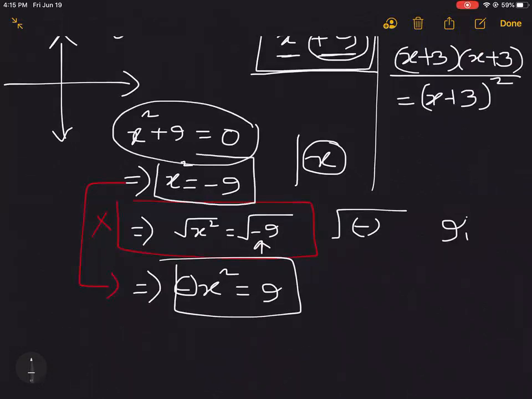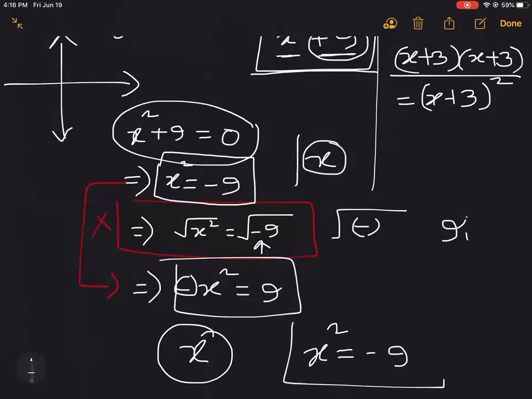So that means there is no value of x, as we can't really solve it for x. That means we can conclude that there is no value of x for which x squared will be -9. There is no value of x. Now, what does that mean?